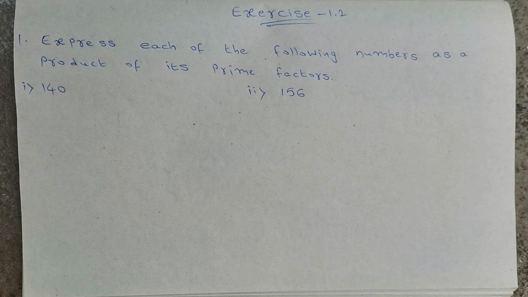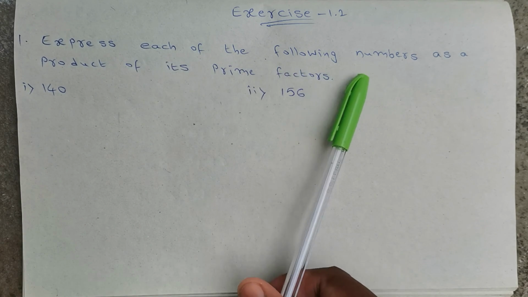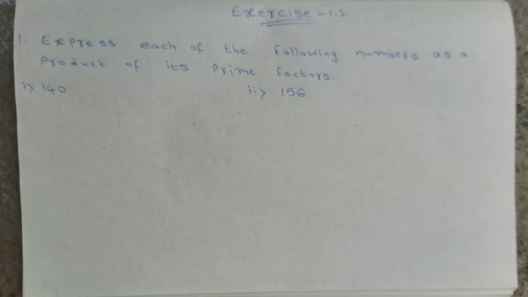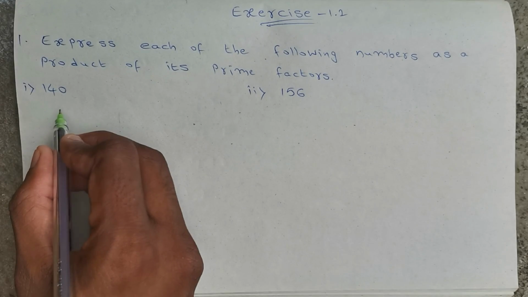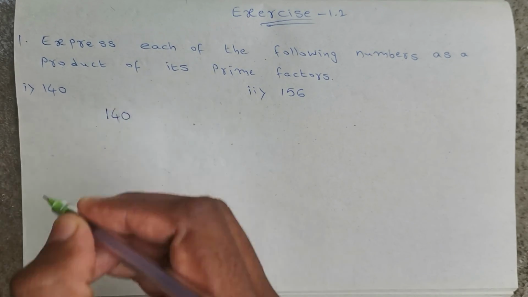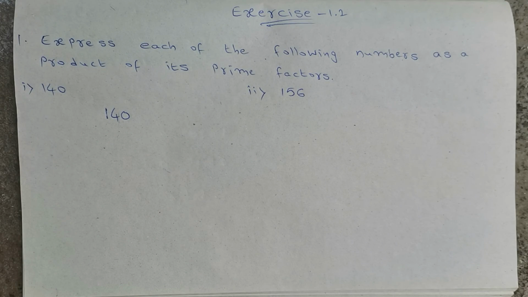Okay, the first question is: express each of the following numbers as a product of its prime factors. So the first question in this is 140. For prime factors, the only numbers we need to take are prime numbers. So let us start from the number 2.